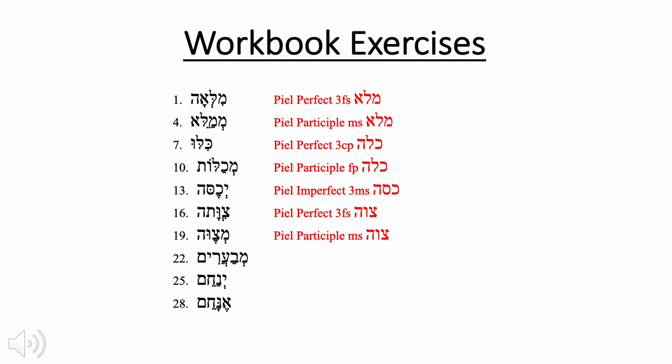Number 19 is a PL participle. You see the mem with the schwa, and again we have a dagesh in the vav, not marking it as a shurik, but marking it as a doubled vav as part of the PL stem. This is masculine singular because there's nothing else taking place.